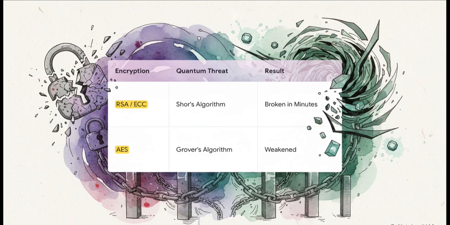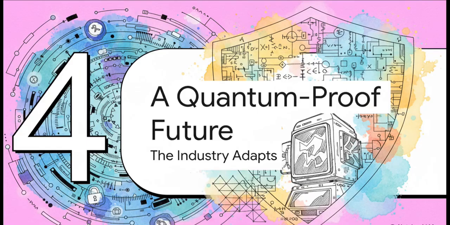Just take a look. Public key encryption, things like RSA that secure basically all e-commerce, it's toast. Rendered useless by something called Shor's algorithm. Why? Because RSA relies on the fact that it's hard to factor huge numbers, and that's the exact problem Shor's was built to solve instantly. And even AES, the gold standard for data security, it's not safe either. It's not broken completely, but it's weakened so much we'd have to use these massive, clunky keys just to keep our heads above water.